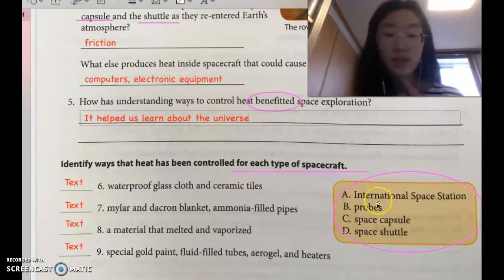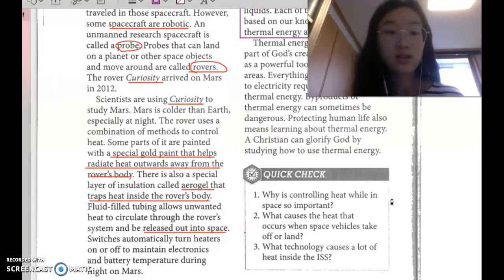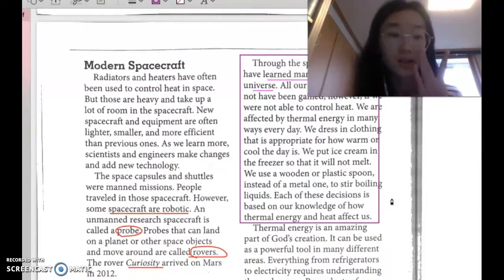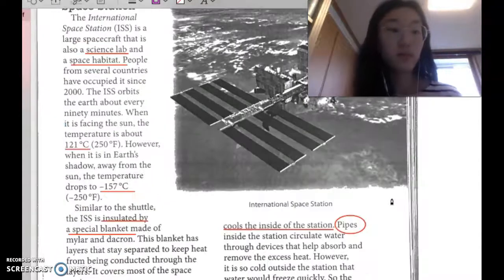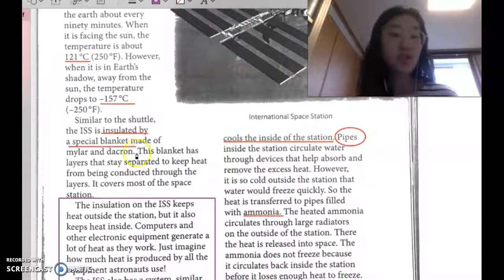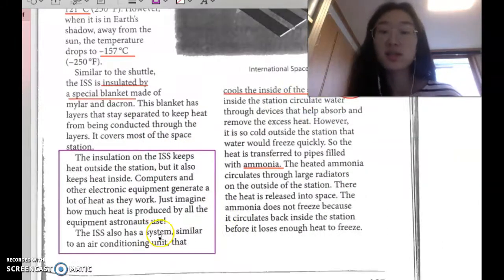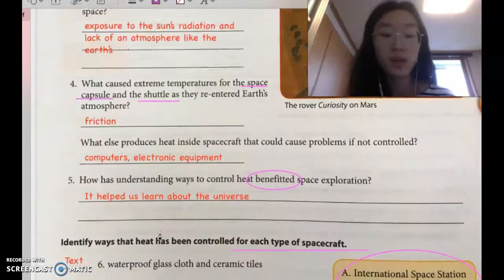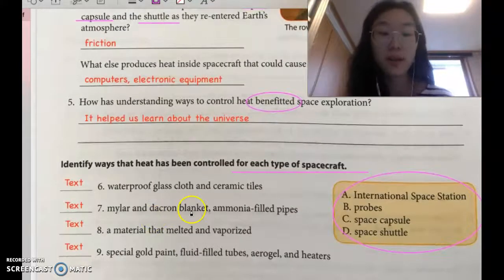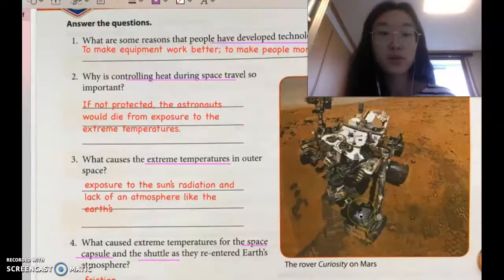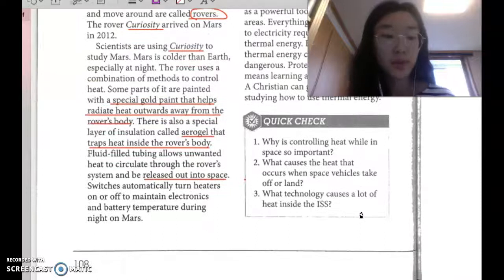Okay, let's start with ISS. How does ISS control heat? It's insulated by a special blanket made of mylar and dacron. This blanket has layers that stay separated to keep heat from being conducted. So they mainly use insulation. They also use a system similar to AC. So there we go, mylar and dacron blanket. What about probes? Probes, page 108.